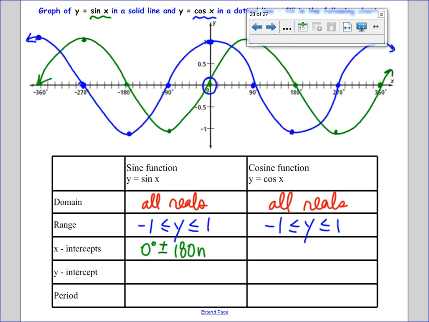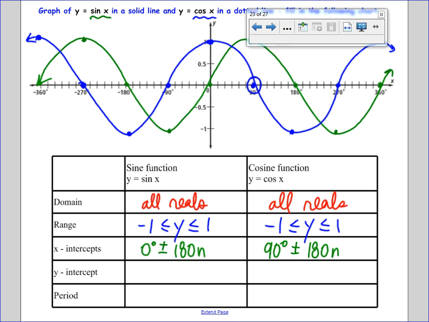The x-intercepts on the cosine function are different. Here my x-intercepts begin at 90 degrees, and then again, still every 180 degrees in every direction. So we can say that these start at 90 degrees, and then plus or minus 180 n for integer n values. And you can continue landing on x-intercepts forever to the left and to the right.